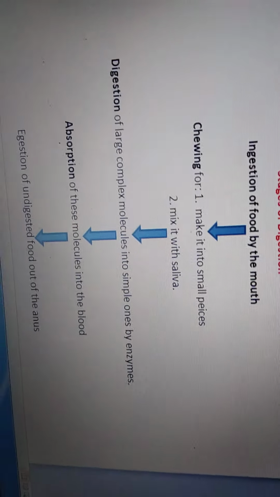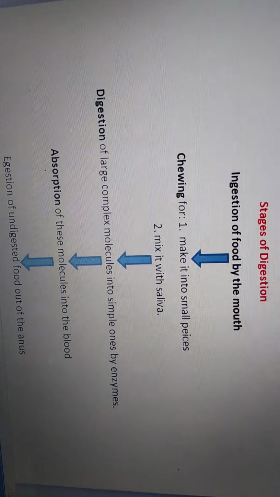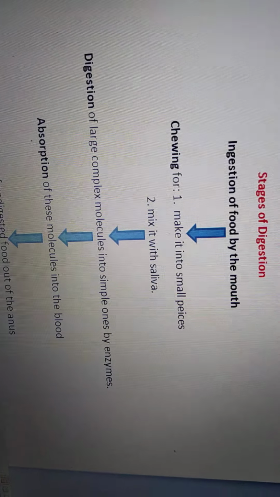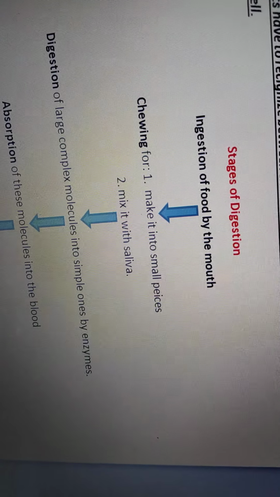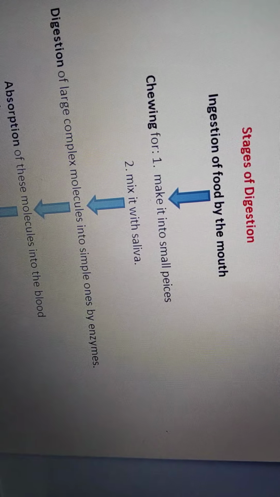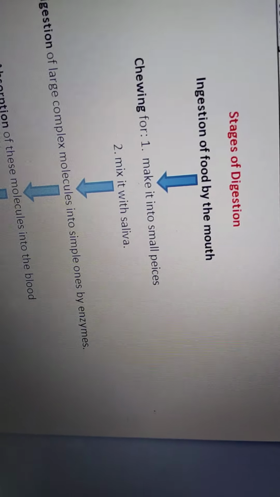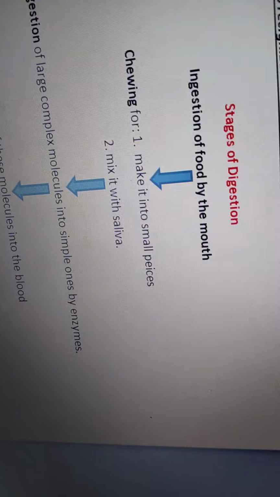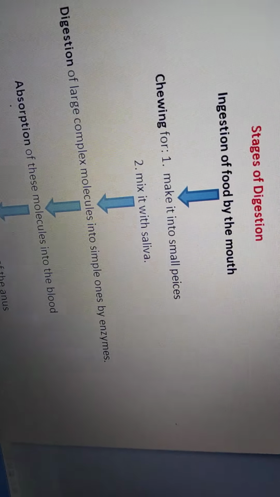Okay? Now, I summarized for you the stages of the digestion process in this flow chart. I sent it to you. This flow chart summarizes the digestion process. The first process of digestion is chewing, which happens in the mouth. Chewing helps in two ways. First, it makes food into small pieces. Okay? It cuts food into small pieces.